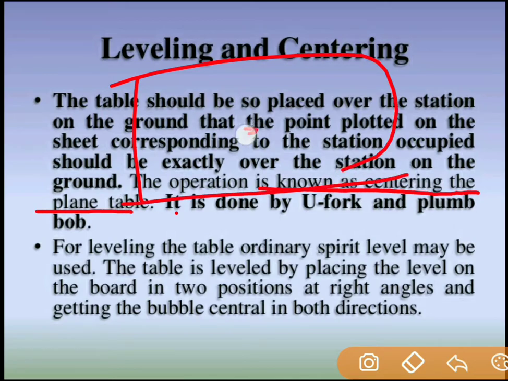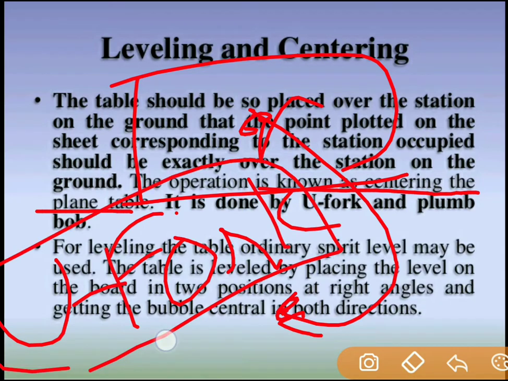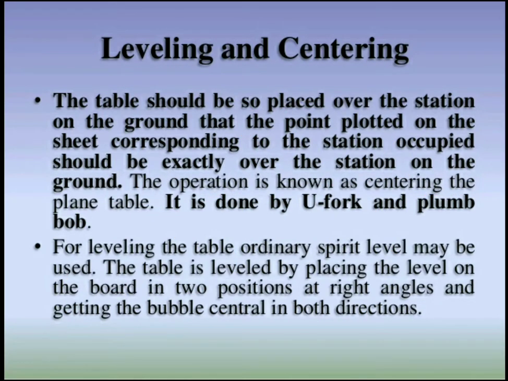For example, this is the sheet, and we have a center point here. This is the ground point. If we want to transfer a point from the paper to the ground, or from the ground to the paper, we can transfer it with the help of a U-fork with plumb bob. Already we saw about that, the U-fork with plumb bob.